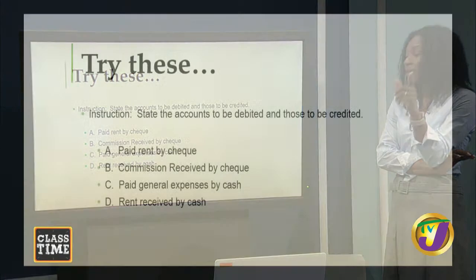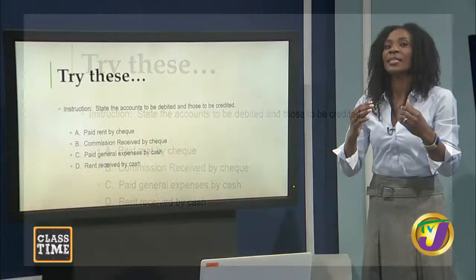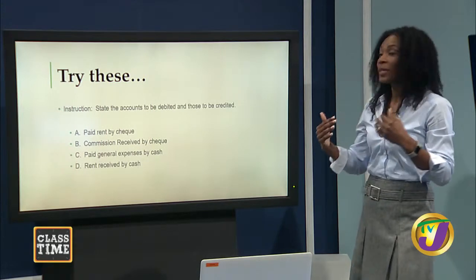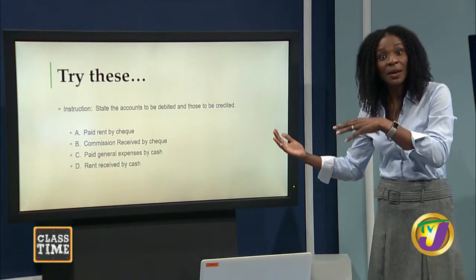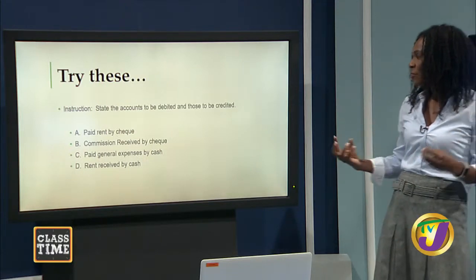So paid rent by check. Which two items are affected? Rent and bank. Very good. When you see check, you know it's linked to bank. You pay the rent. Revenue or expense? Expense. Expenses are paid. Now, what will we do to the rent account in this case? We are going to debit the rent account and we will credit bank. Very good.